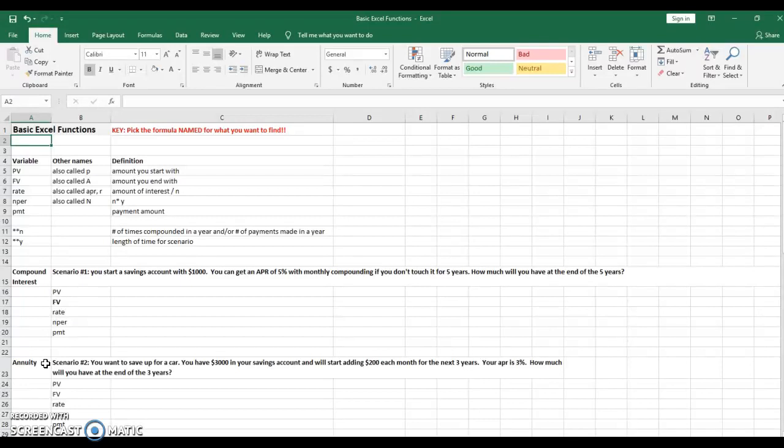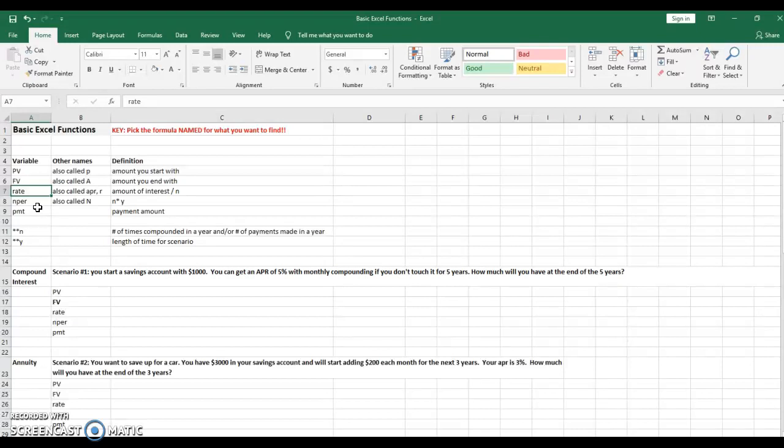So the first key is to get used to working with the variables that Excel will have in each of its functions. Okay, so I have a list here to start off with. PV. This is often called P if you're doing formulas by hand, and it's the amount that you start with. Then FV. Often called A for accumulated amount if you're doing formulas by hand. In Excel, it's called the future value, and it's the amount that you will end with. Rate is often called APR or even just R when you're doing formulas by hand. Excel calls it rate. It's your amount of interest divided by N.